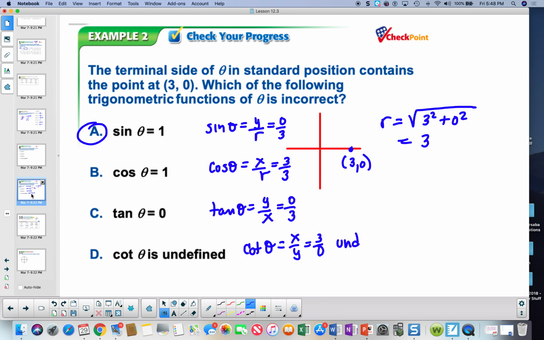And here's the answer. The incorrect one was this, sine of theta. I went ahead and graphed it, 3, 0, and my y is 0, and my radius is 3, so that should give me a 0, and over here it says 1.